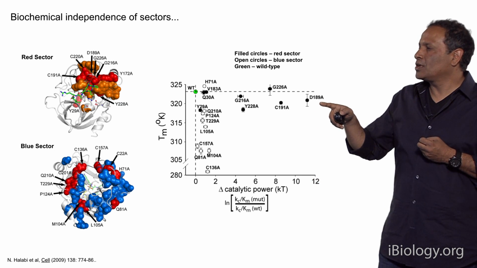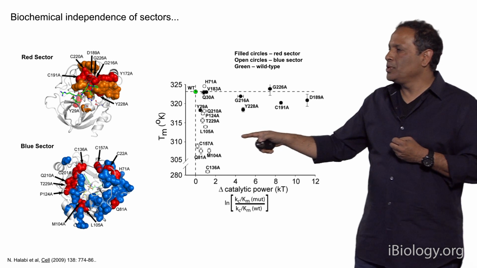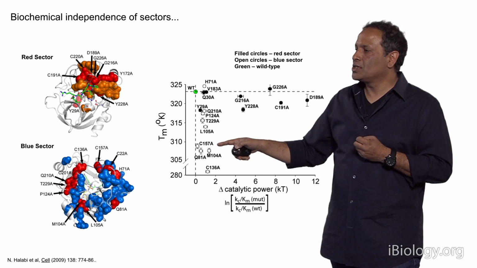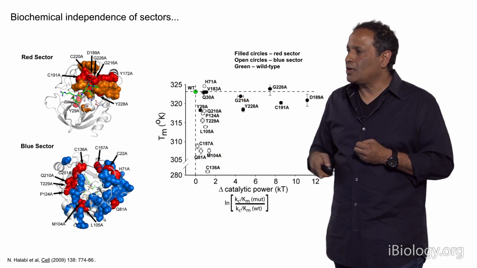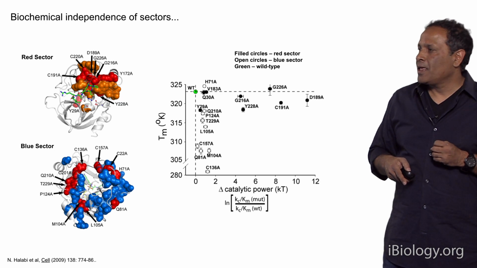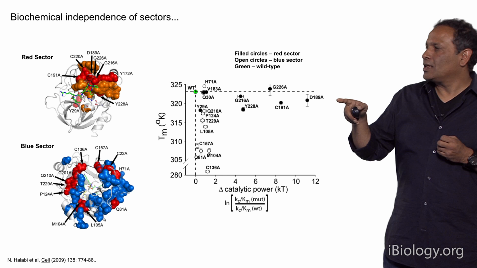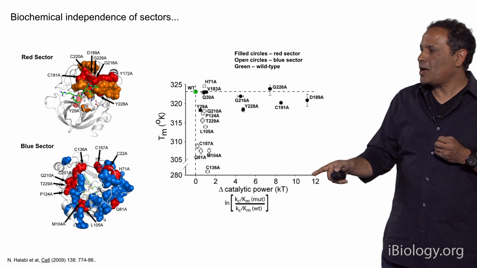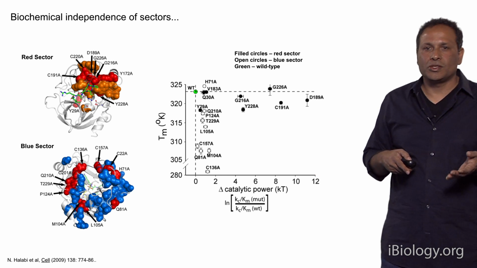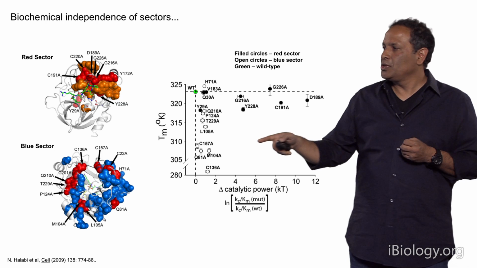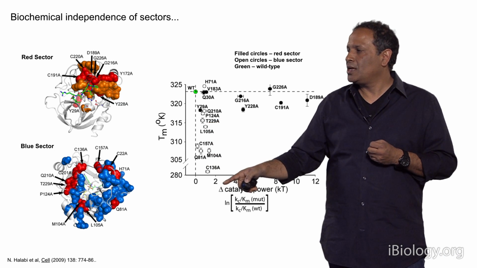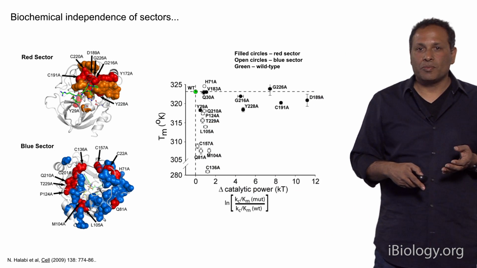The closed circles represent mutations in the red sector, and the open circles represent the mutations in the blue sector, and the green dot represents the wild-type enzyme. And so the result was quite clear. It looked like the red sector affects catalytic power, but does very little to affect the stability of the enzyme, whereas the blue sector strongly affects stability, but hardly touches the catalytic power of the enzyme.